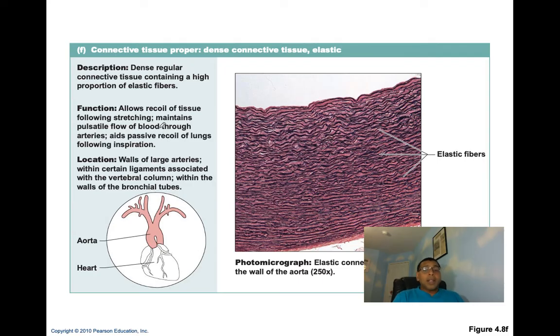Now, where do we find elastic connective tissue? It's going to be found in the walls of our large arteries, also within certain ligaments that are associated with the vertebral column, and then last, within the walls of our bronchial tubes.